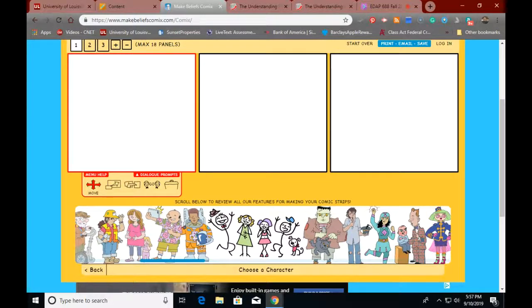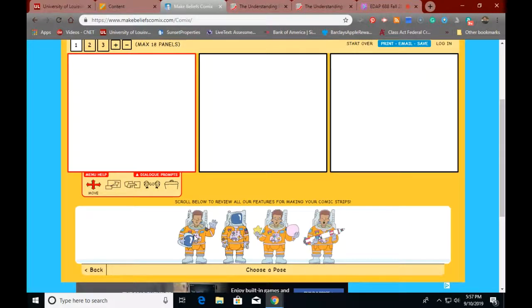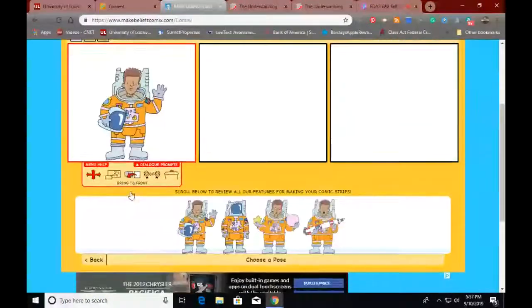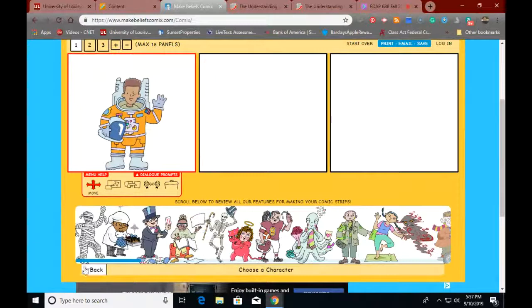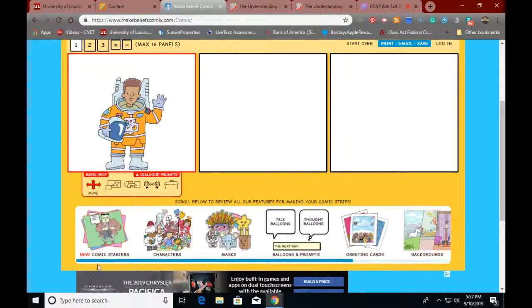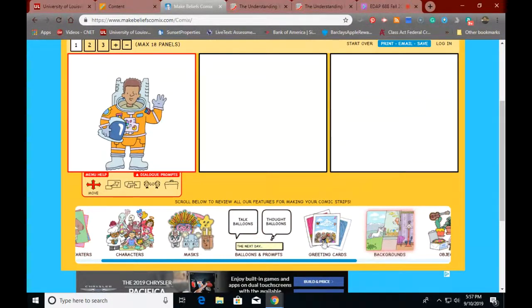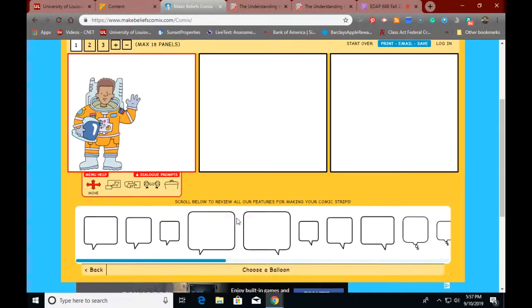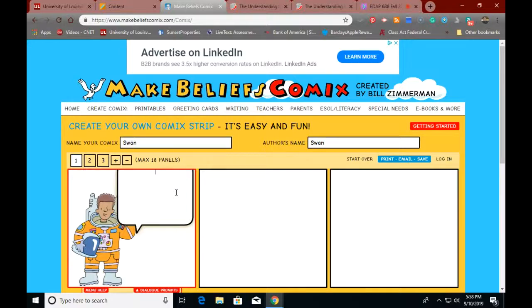So for direct acquisition, I might pick this guy. And I'm going to put him into my first panel by clicking on the panel and clicking on him. Then I'm going to want to put in some dialogue. So I'm going to go back to the beginning to where my dialogue choices are. Here they are. I can do talk balloons. I can do, you know, thought balloons. I could do a background in here, by the way, as well. Up to you. To move my character around, I just grab him, kind of slide him over a little bit. I'm going to put a talk balloon in there, and I think I'll use this one. And I can move it around, and now it's waiting for me to write something in here.